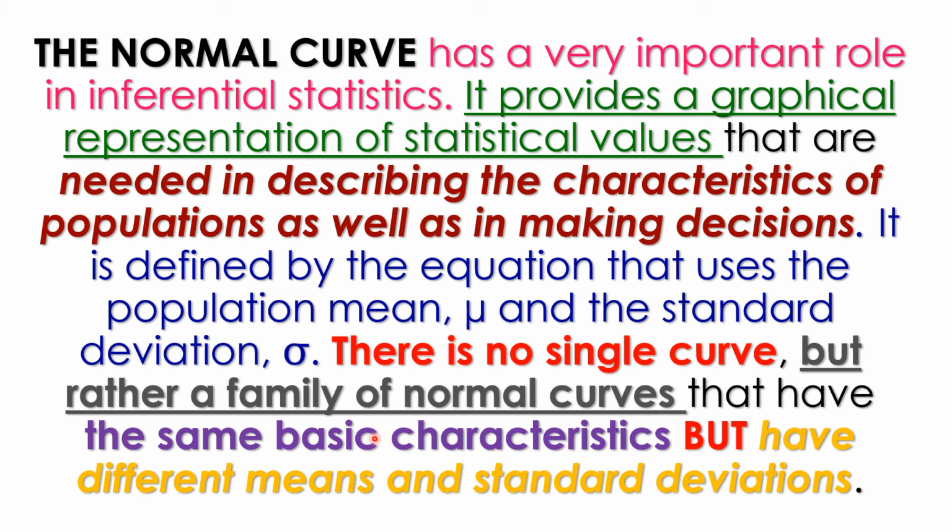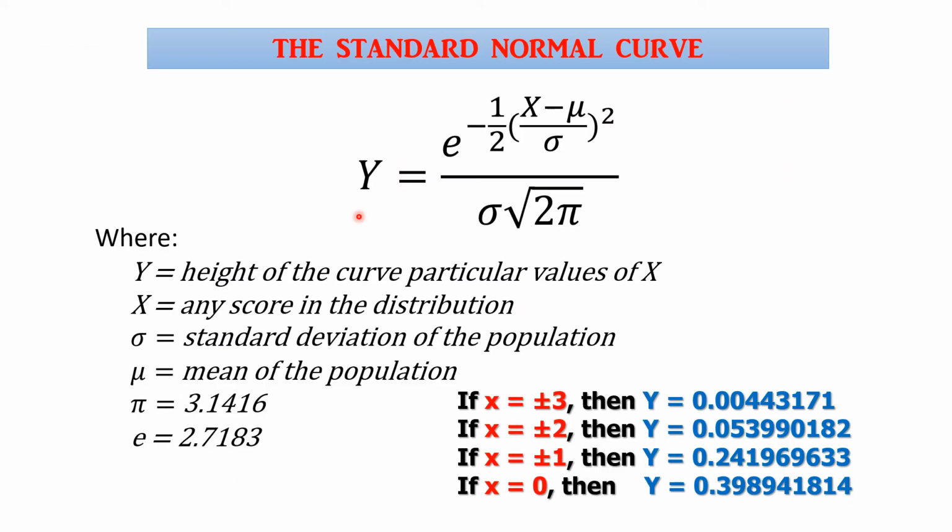Okay, why a family of normal curves? Because each normal curve has different values for the mean and for the standard deviation. Here is the formula defining the standard normal curve if we're going to manually graph our distribution. So here y is the height of the curve, for particular values of x. X is any score in the distribution. This one, lowercase sigma, is the standard deviation of the population. Mu, the mean of the population. We have the pi and the constant e.